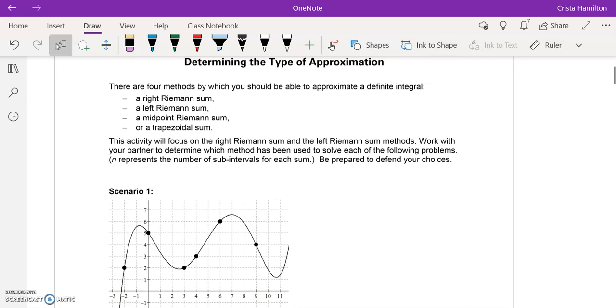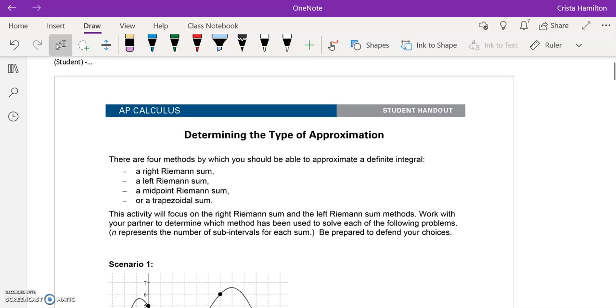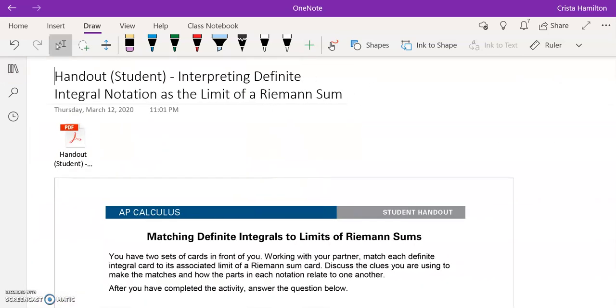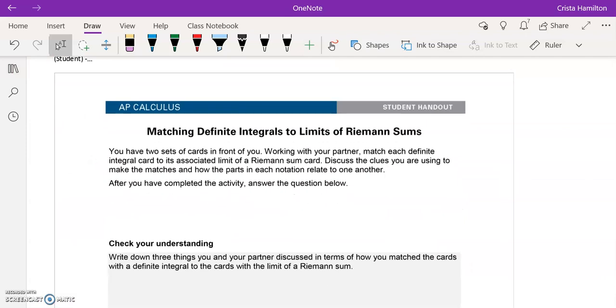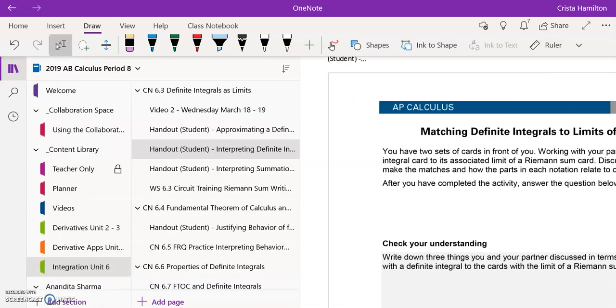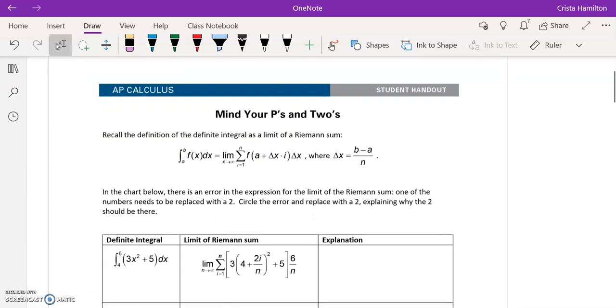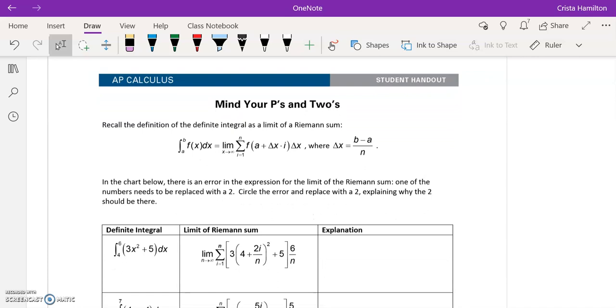Now, I will tell you that in this kind of activity, there is no requirement that your widths be equal widths. So I'm just going to put that out there as a hint to help you as you're working that. The second handout that you're going to work on is one where we're matching definite integrals to the limits of Riemann sums, so kind of more practice of what we just finished. And then the third handout that I have here is going to be Mind Your P's and Q's. So again, more practice with trying to match the limit definition to the definite integral and why. So you're going to work your way through that handout.